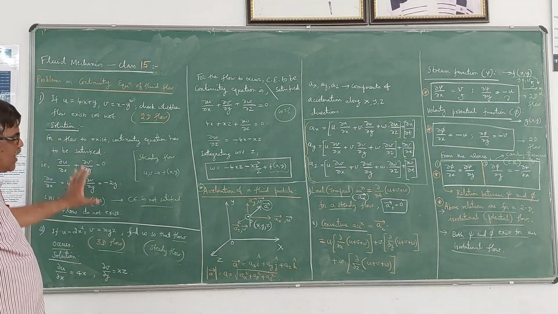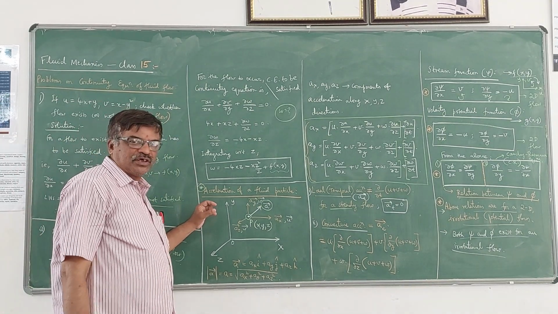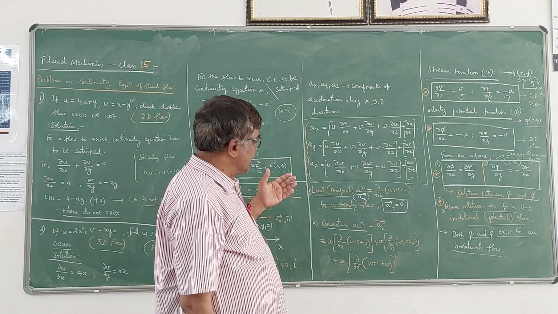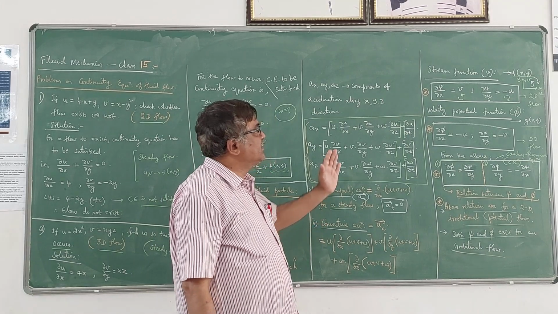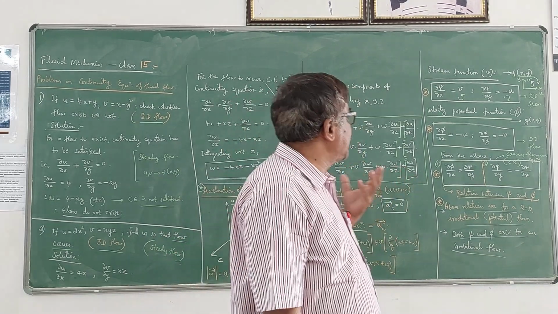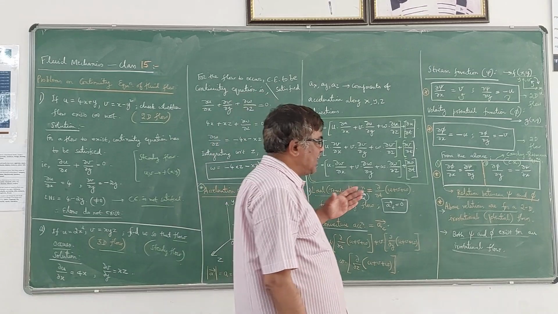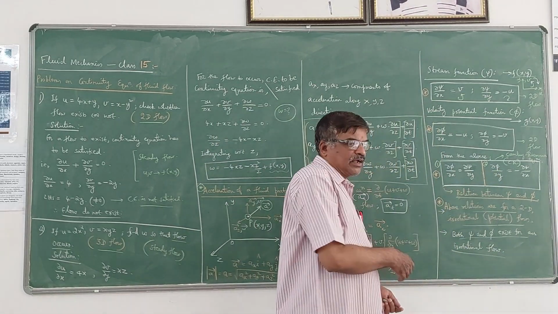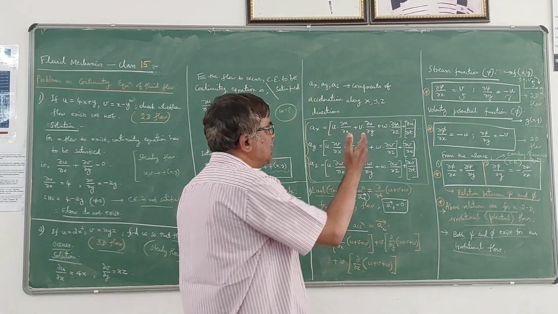So I have explained two problems on the continuity equation, and I have explained the definitions of acceleration, how to obtain acceleration in the three different directions, and what we mean by local and convective acceleration. Then the definitions and concept of the stream function psi and velocity potential function phi, and their relationship, which are known as the Cauchy-Riemann equations, by which, by knowing one function, we can find the other function.